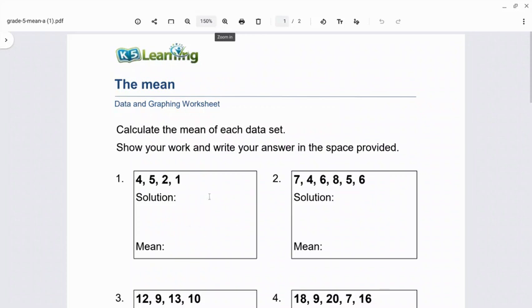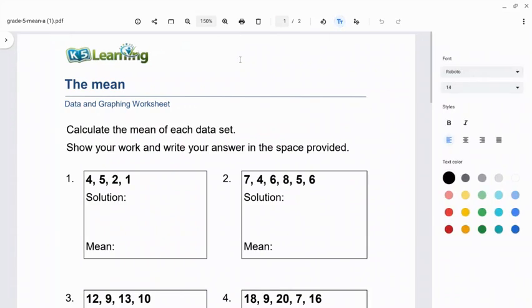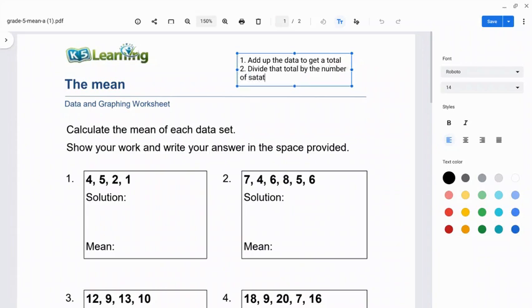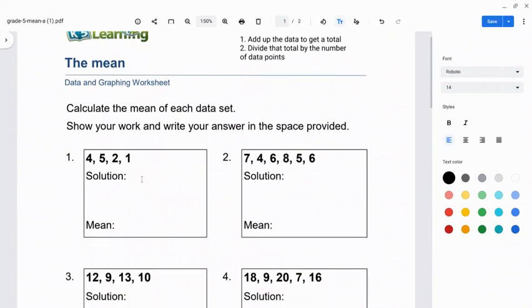So if you remember, there's two steps to solving mean. The first step is you're going to add up the data to get a total. And then you're going to divide that total by the number of data points. So kind of dividing it by the number of numbers. So in this first question, we've got 4 numbers to add up, and then we're going to divide our total by 4 because there are 4 numbers that we added up.